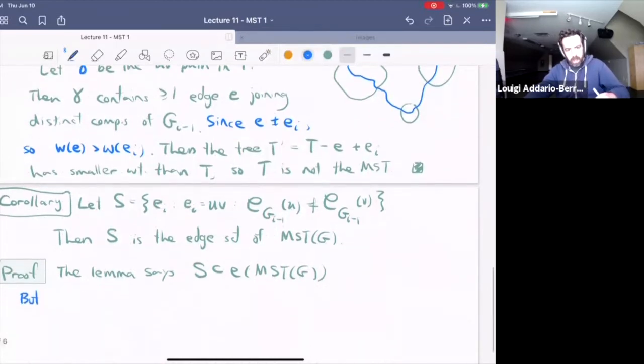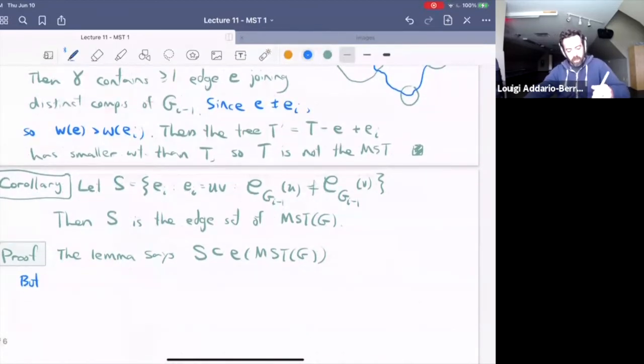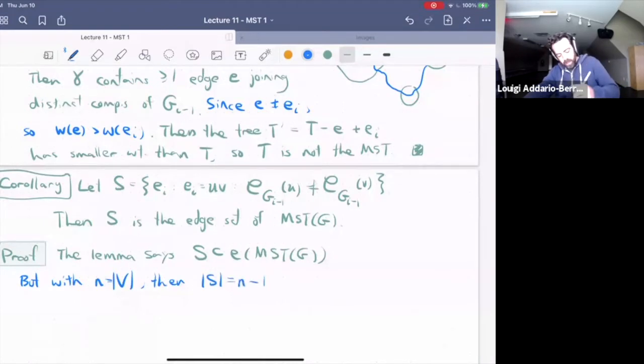But I claim that that's enough because of the size of the set S, right? So if I write n for the number of vertices of the graph, then S has to have n minus 1 edges in it, because at the start we have a graph, so G naught, the graph with no edges, has n connected components.